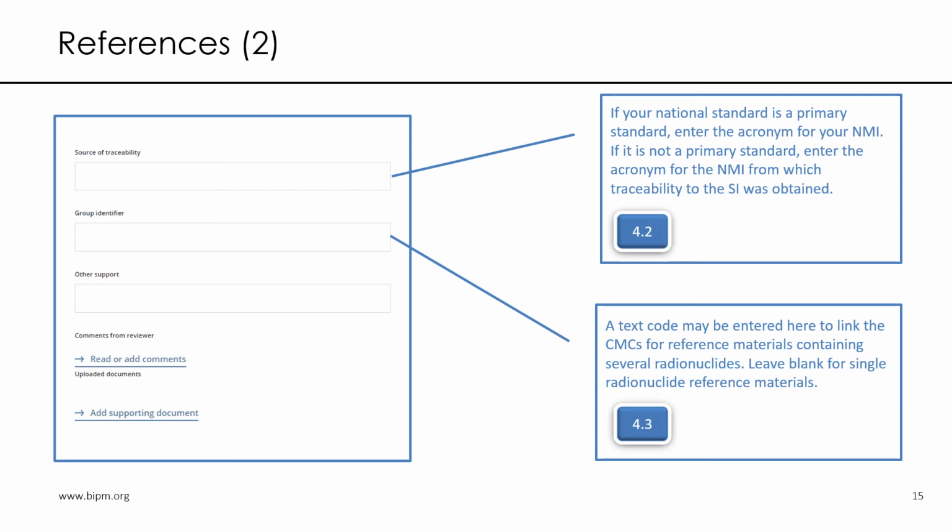In the next box is the group identifier. So this is a text code for you to choose, which you can enter to link CMCs for reference materials containing several radionuclides. You should leave it blank if it is for a single radionuclide.